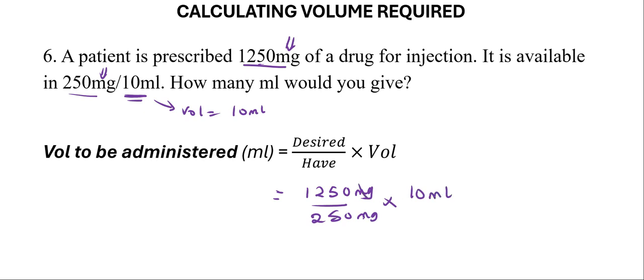The milligrams will cancel the milligrams, 0 will cancel the 0. 25 goes into 125 5 times. So the volume to be administered will be 5 times 10 ml, which will give a volume of 50 milliliters.